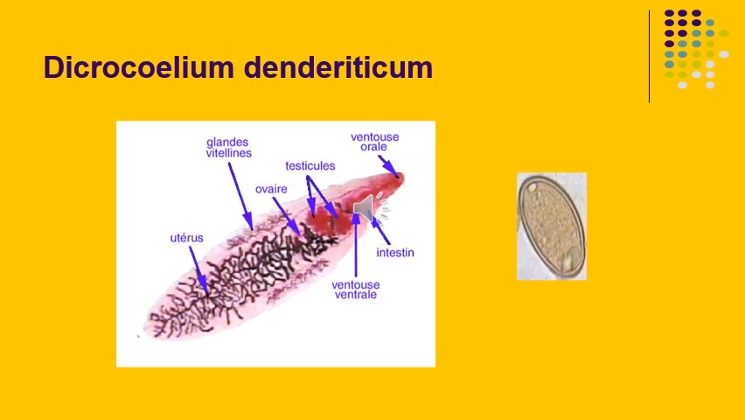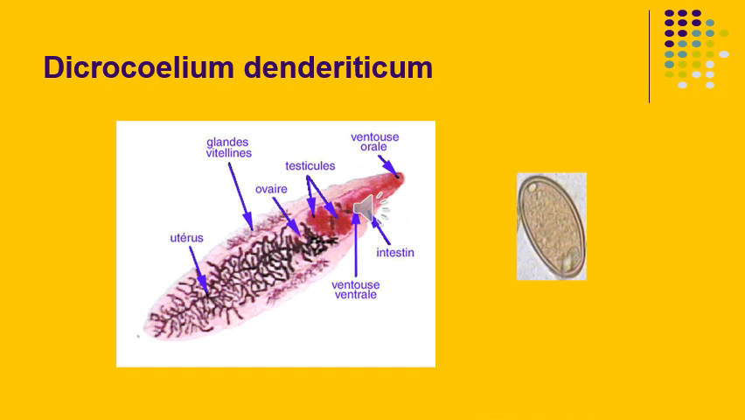In this slide, you can see 2 pictures. The left one is the adult form and the right picture is an egg. In the left picture, you can see the internal organs of the worm. In the anterior part, you can see the oral sucker, pharynx, and esophagus, which divides into intestines. These intestines don't have any exit and don't have any branch, so we call them the ceca.